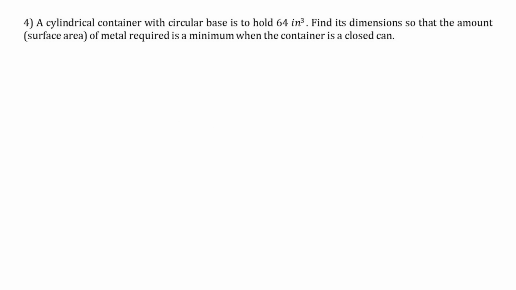A cylindrical container with circular base is to hold 64 cubic inches. Find its dimensions so that the amount of metal required is a minimum when the container is a closed can.